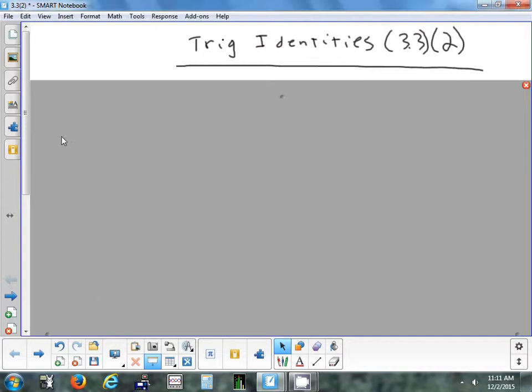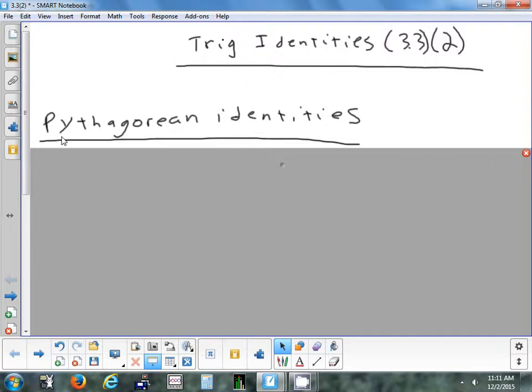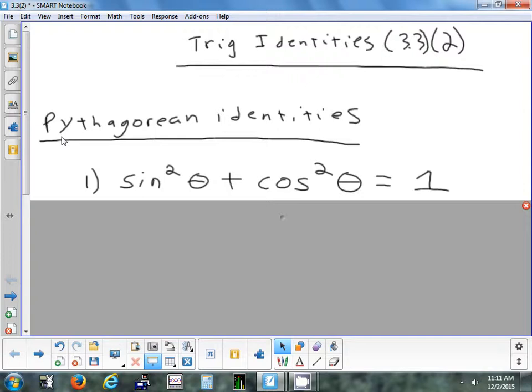All right, so the last part we're going to look at is section 3.3, part 2. We've already learned the reciprocal identities. That's where you take a function and flip it. The quotient identities, that's like sine over cosine equals tangent. And the last three we're going to look at are called the Pythagorean identities. There are 3 Pythagorean identities.